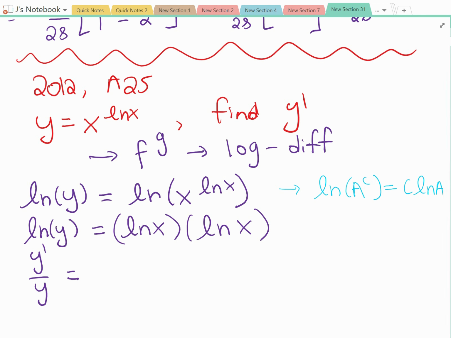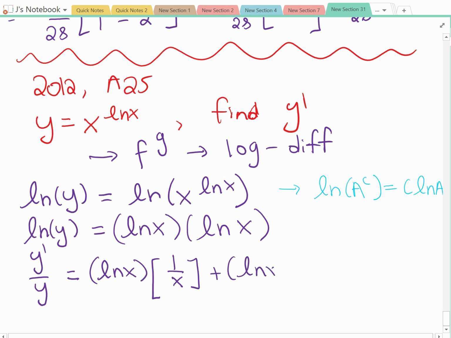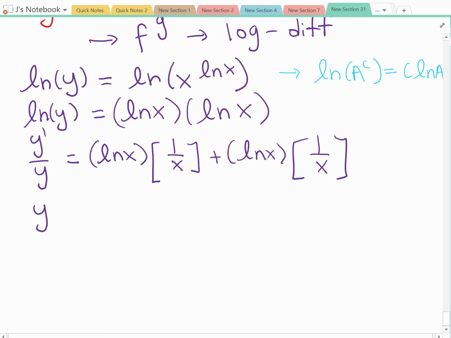Now on the right-hand side, we have a product rule. We have the first function, ln of x, multiplied by the derivative of the second, which is 1 over x, plus the second function, ln of x, multiplied by the derivative of the first, which is also 1 over x. Or you could write this as ln of x all squared, and take the derivative of 2 times ln of x to the power of 1, multiply by the derivative inside, multiply by 1 over x, we get the same thing. So y prime over y is equal to 2 ln of x over x.